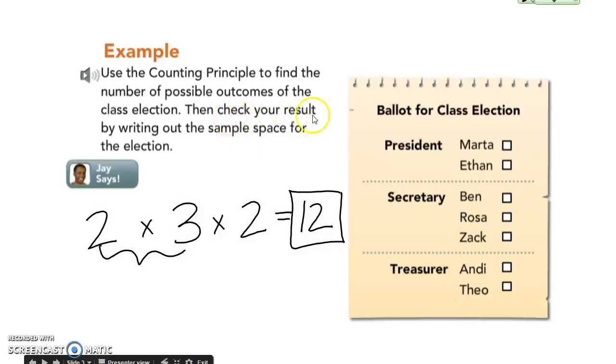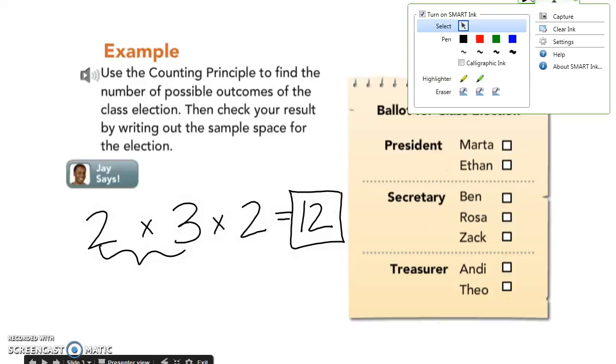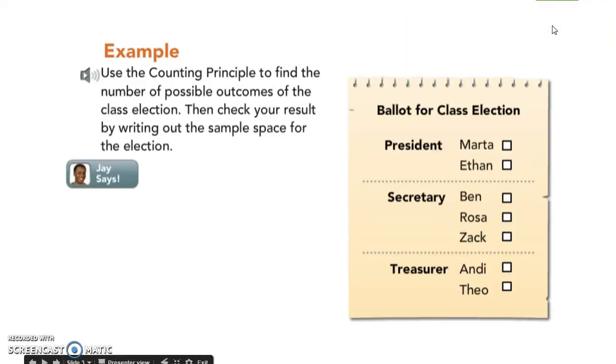Okay, it says we could check our result by writing out the sample space for the election. I'm not going to take the time to do that. We could do that by going through and saying Marta, Ben, Andy, Marta, Rosa, Andy, Marta, Rosa, Theo, like all the different combinations here. But I'm not going to do that since we learned about that in our last lesson.